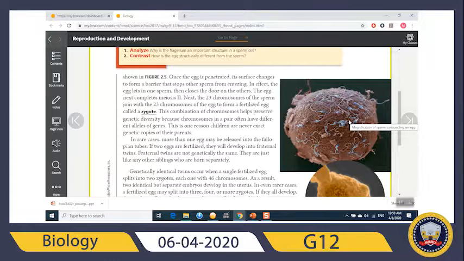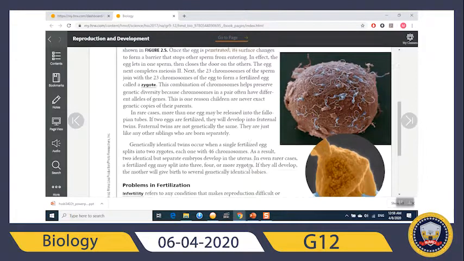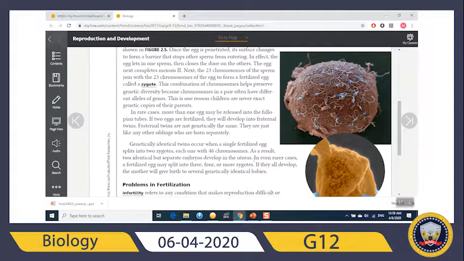Now, the egg and sperm are together, and meiosis II can be completed. It's the unification of 23 chromosomes from the mother with 23 chromosomes from the father, sperm and egg, and they form the fertilized egg, the zygote. Zygote, the cell that results from the fusion of gametes, a fertilized egg. Good. So this combination of chromosomes helps preserve genetic diversity, as we explained in genetics last year.